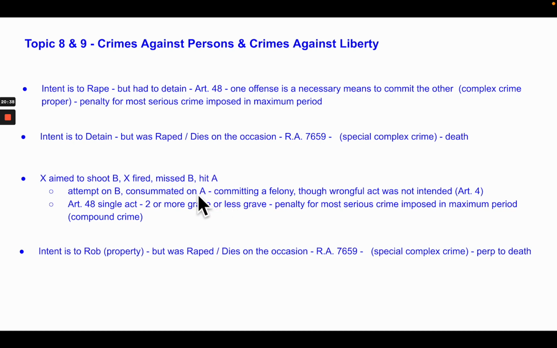And we know that this is a crime even if B was not hit, because Article 4 of the Revised Penal Code says, when you're committing a felony, you shall be liable for the felony committed, although the wrongful act was not intended. So there are two crimes. Now, because of Article 48 again, which says when a single act causes two or more grave or less grave felonies, that's just one offense, all right? But the penalty for the most serious crime shall be imposed in the maximum period. This is also in Article 48, but it is called the compound crime.